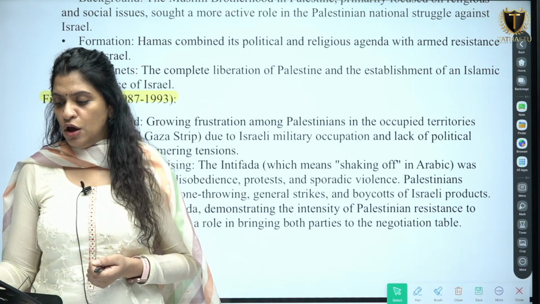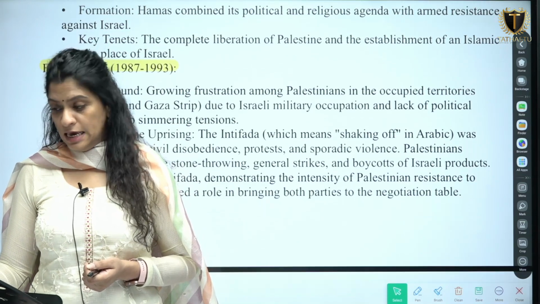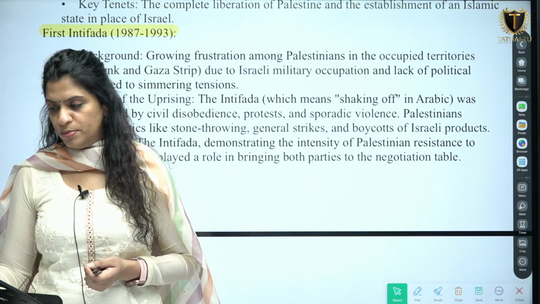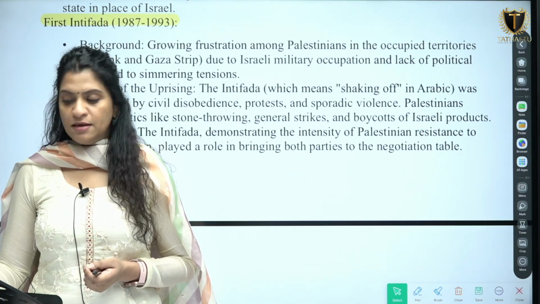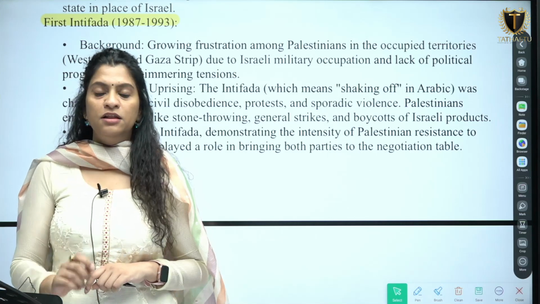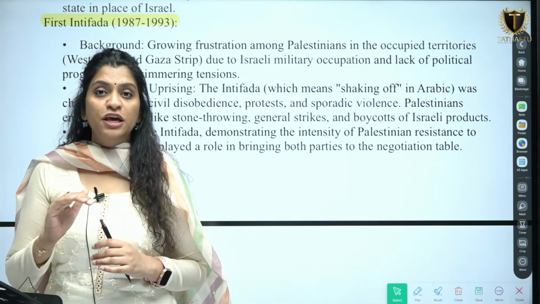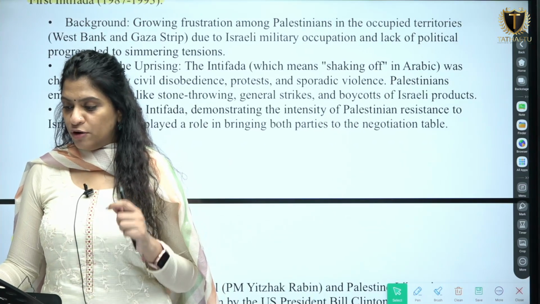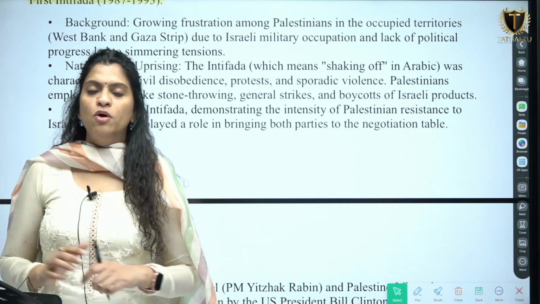What is Intifada? Background: growing frustration among Palestinians in the occupied territories, the West Bank and Gaza Strip, due to Israel's military occupation and lack of political progress, led to simmering tensions. What was the nature of the uprising? Intifada means shake off, the shaking off, in Arabic. It was characterized by civil disobedience, protest and sporadic violence. It means a lot of violence happened.